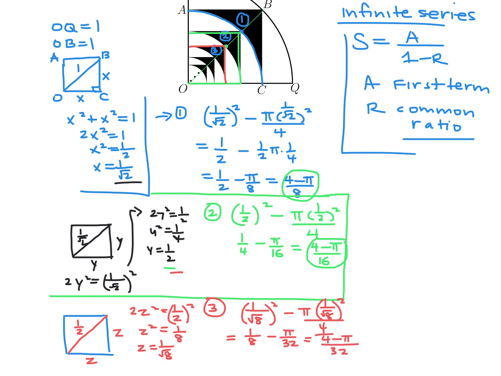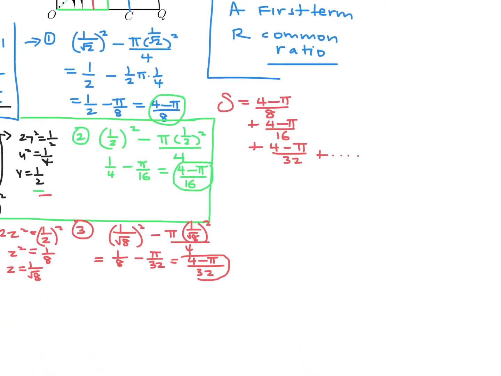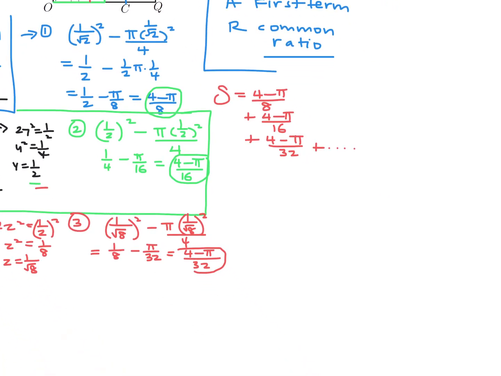All right, so I'm convinced now. So we have the following. Our sum is 4 minus pi over 8 plus 4 minus pi over 16 plus 4 minus pi over 32 plus dot dot dot. So it is indeed an infinite series or infinite sequence. I think series is probably the better word. And then the first term A is 4 minus pi over 8. The common ratio R is a half.